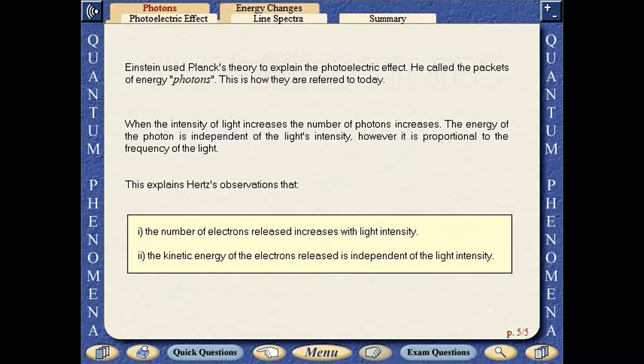When the intensity of light increases, the number of photons increases. The energy of the photon is independent of the light's intensity. However, it is proportional to the frequency of the light. This explains Hertz's observations that the number of electrons released increases with light intensity, but the kinetic energy of the electrons released is independent of the light intensity.